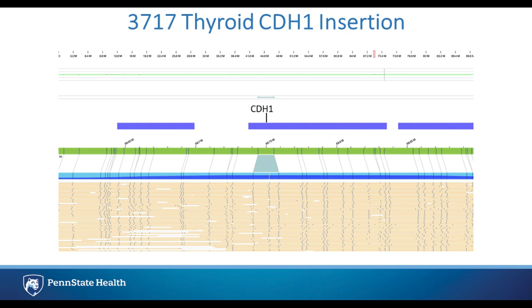Here's where the CDH1 insertion looks. You can see that the blue representing the cancer has a region here that's been increased, and that's resulting in this insertion compared to the reference genome. And you can see the molecules below that support this event are quite rich spanning this region, so there's a lot of support for this.